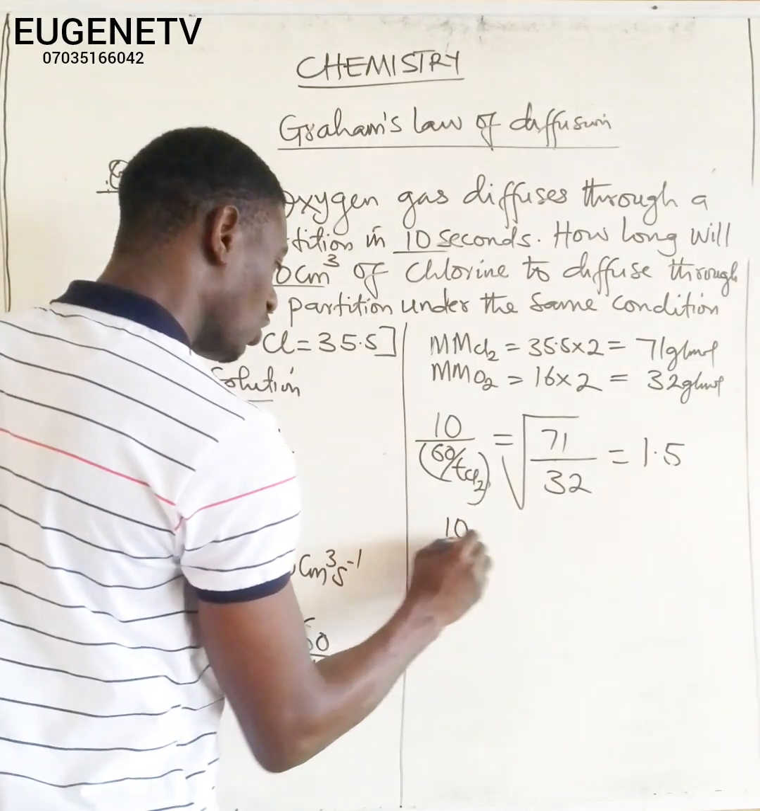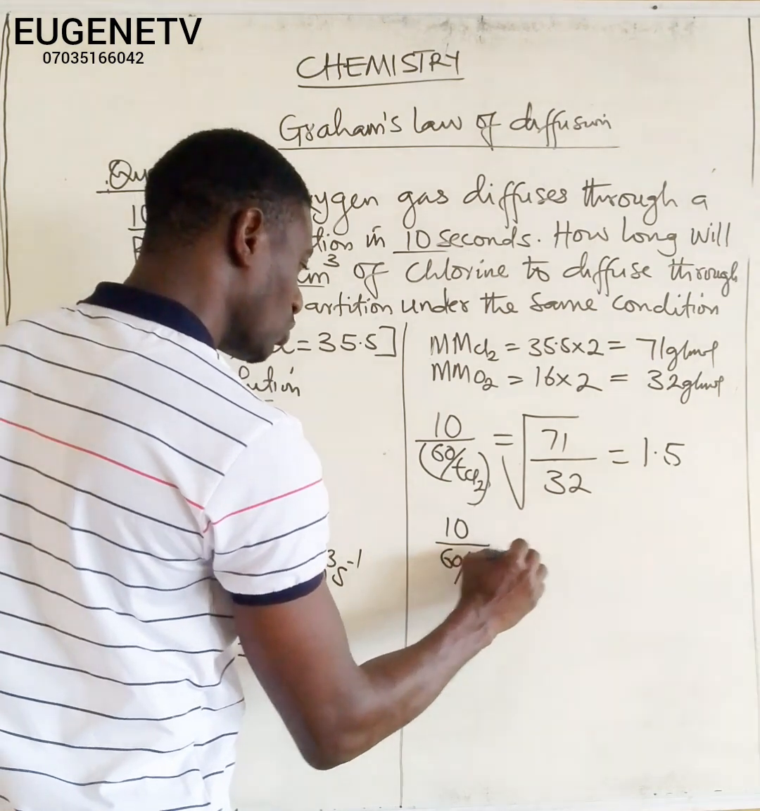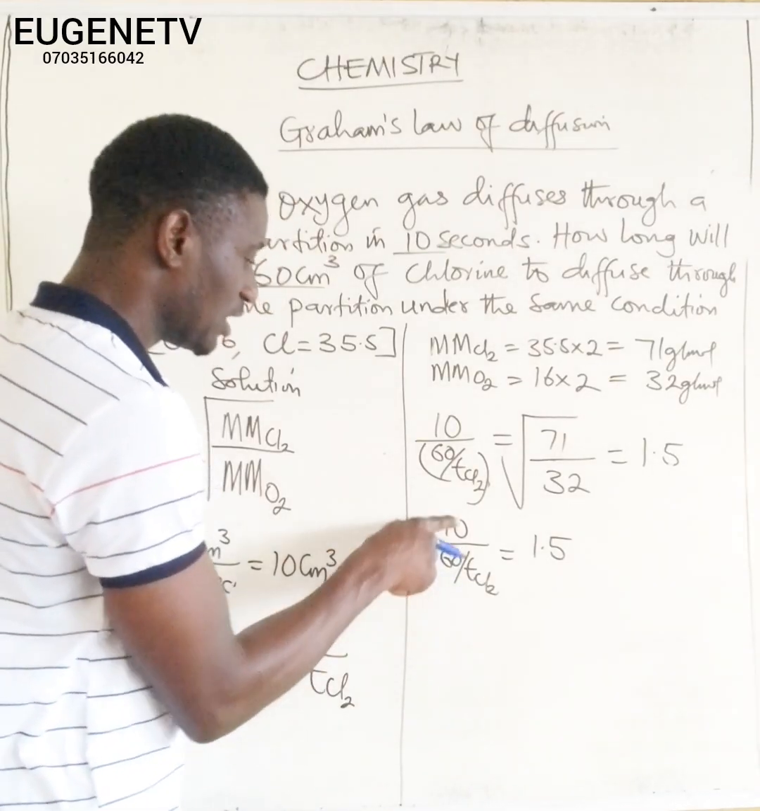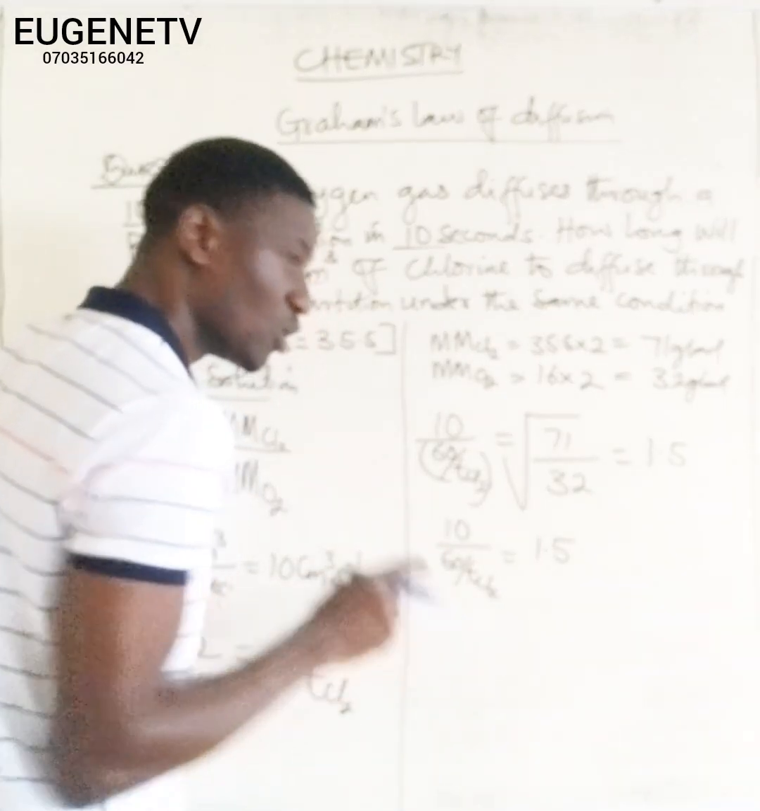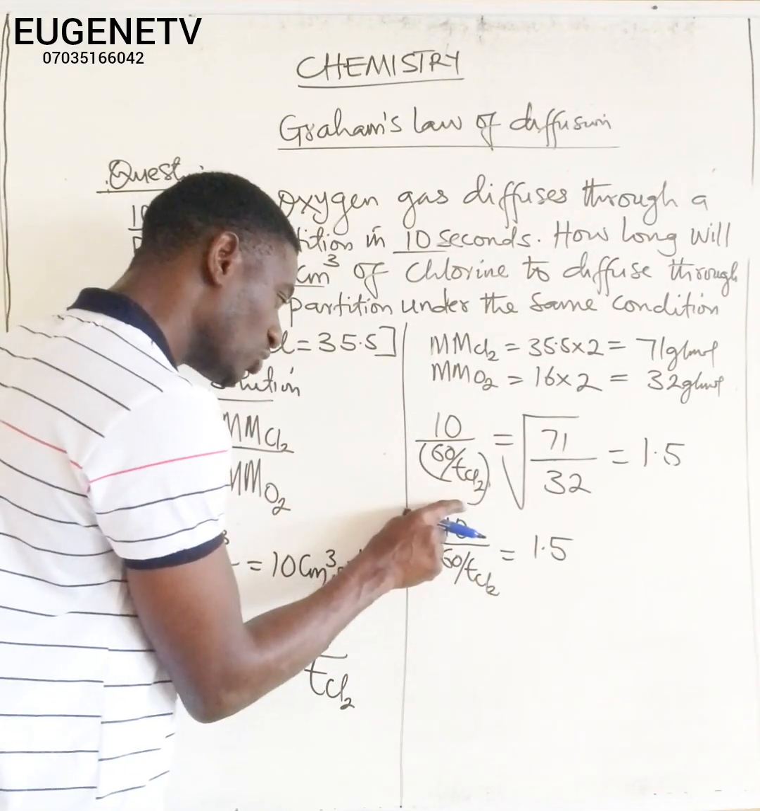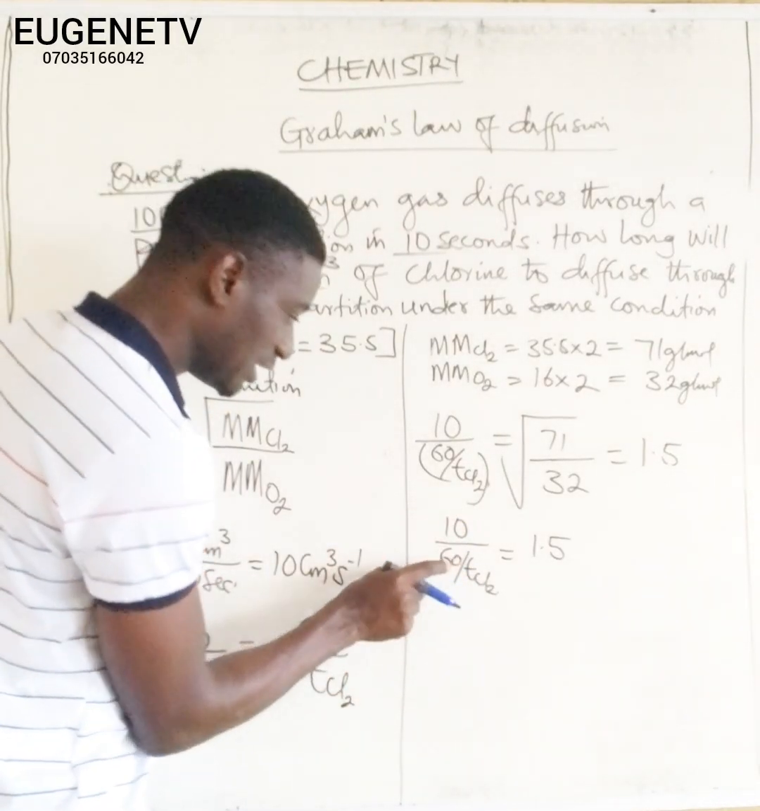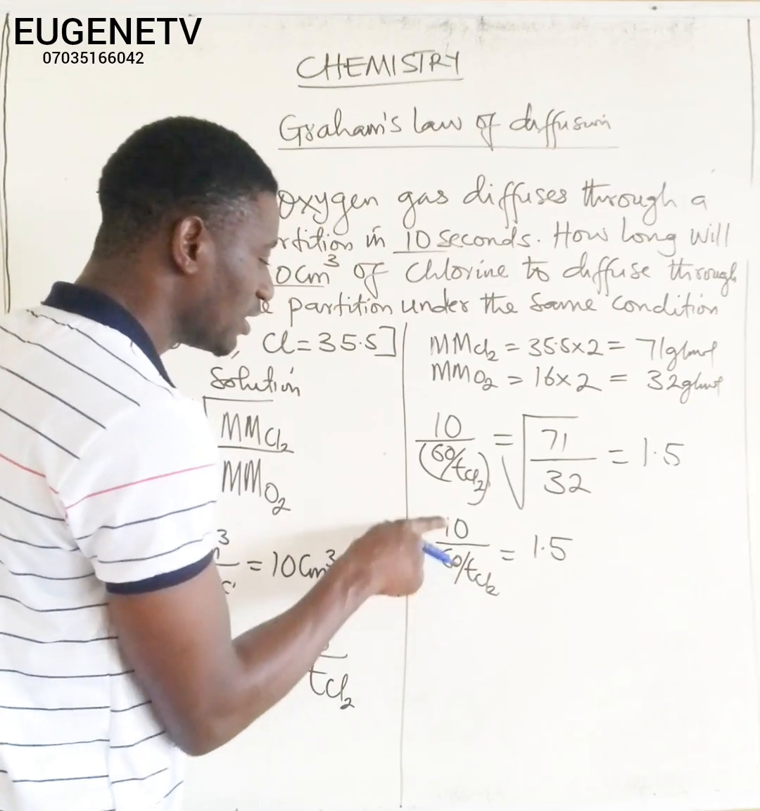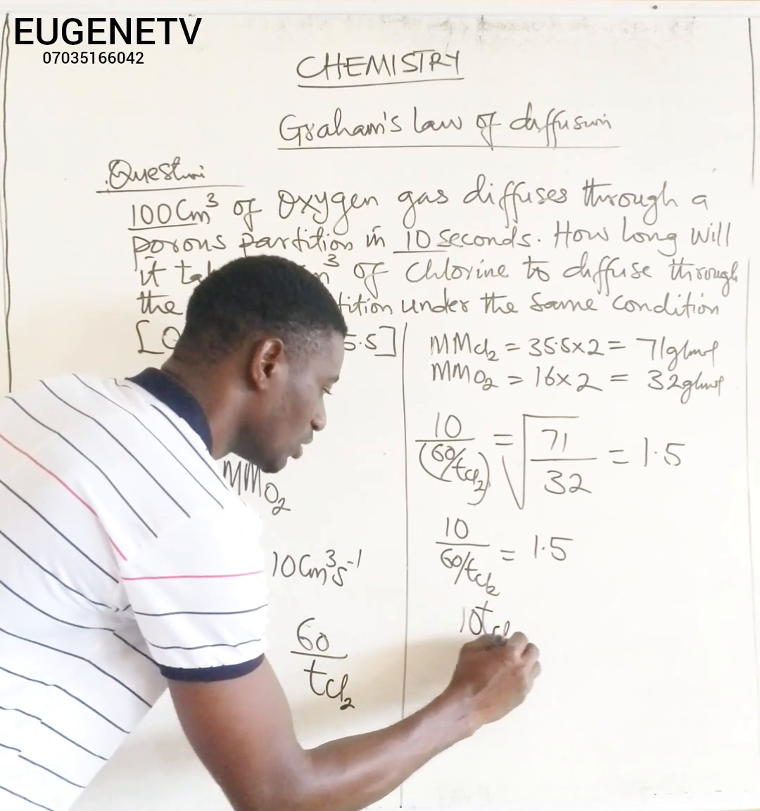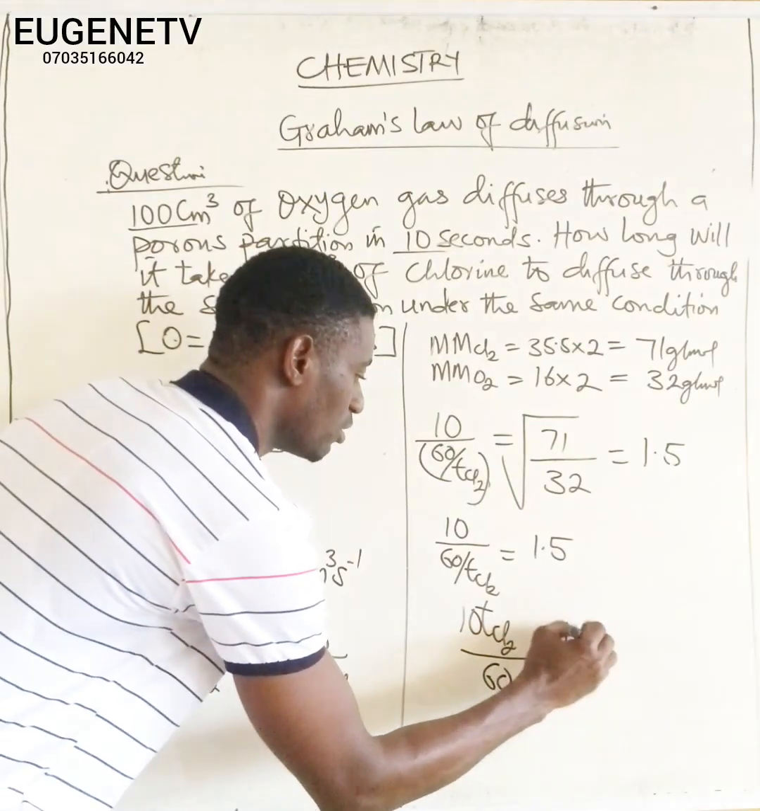So we are going to have 10 all over 60 divided by the time of diffusion of chlorine is equal to 1.5. We know in mathematics, anytime we have a fraction like this, 10 divided by 60 divided by TCl2, what we do in a very simple way is multiply what is down here by the number on top and then divide by the number down here. So we are going to have 10 times TCl2, and then I divide by this number here, which is 60, all equal to 1.5.